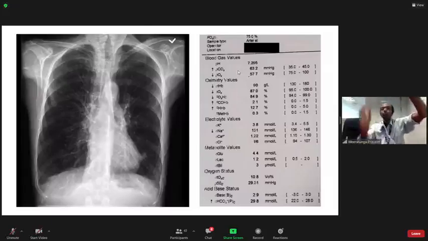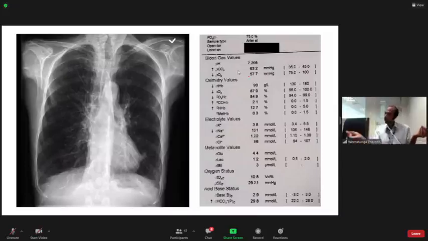Look at the pH. You decide, is it acidosis or alkalosis? First thing to do. Second thing to do, look at the carbon dioxide. If the change in carbon dioxide explains the pH, that is a respiratory abnormality. If the change in carbon dioxide is opposite to the pH or does not explain the pH change, that is metabolic. And remember, blood gases are never compensated.